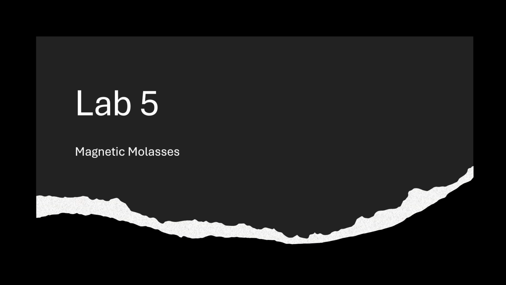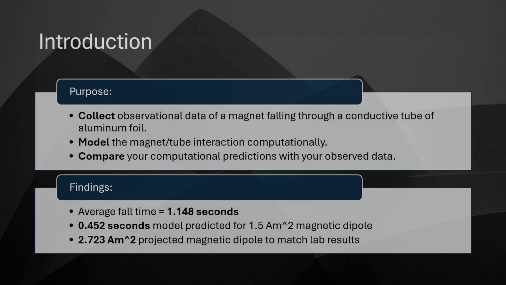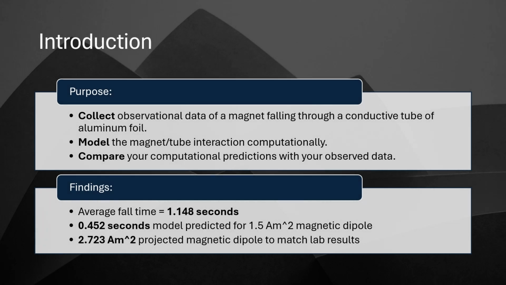I'm Colson Cunningham, and this is magnetic molasses. In this lab, we aim to explore the phenomenon of electromagnetic induction through Faraday's law by observing a magnet falling through a conductive tube of aluminum foil. Our objectives were to model this scenario in lab and to compare it to a model on VPython.